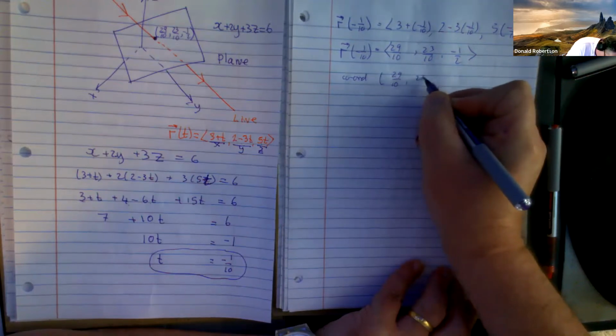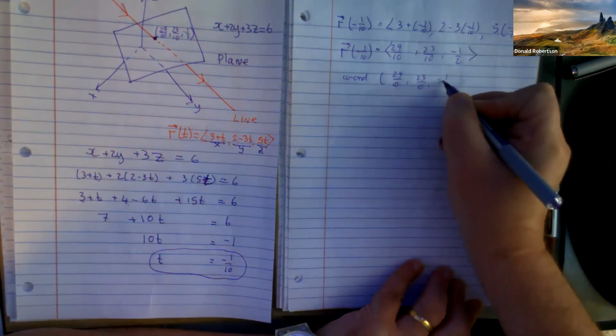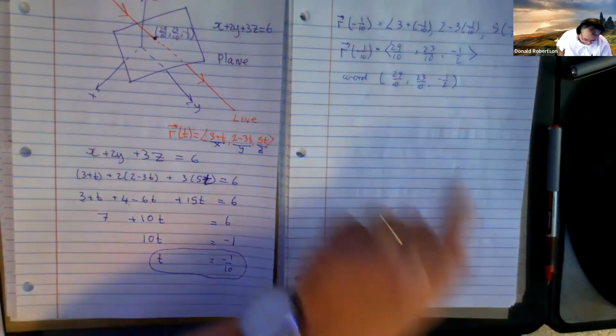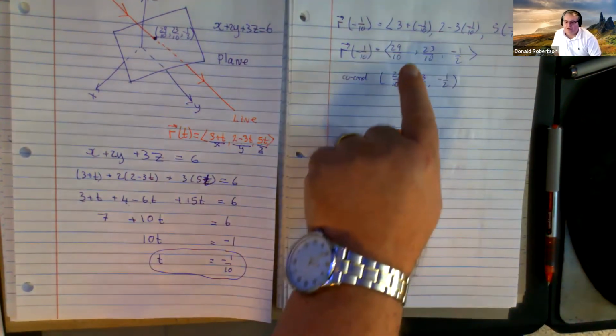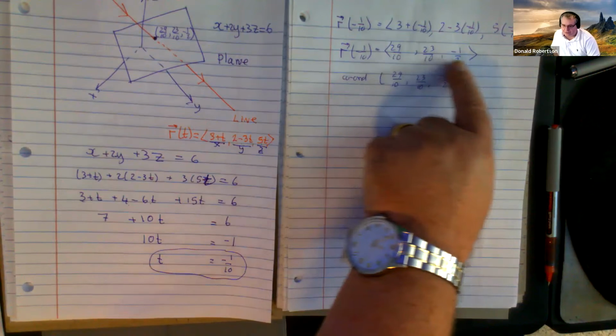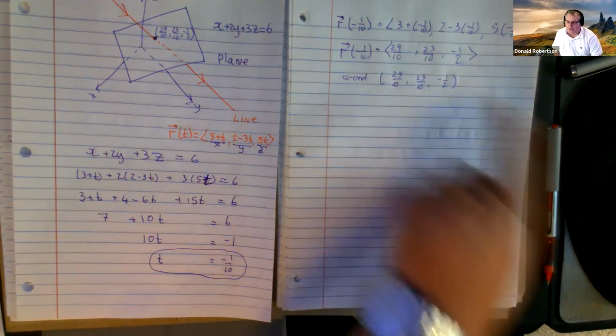And the reason why that works is this position vector is always the vector from the origin to that point. So if the vector from the origin to that point is this guy, then that must also be the coordinates of the point.